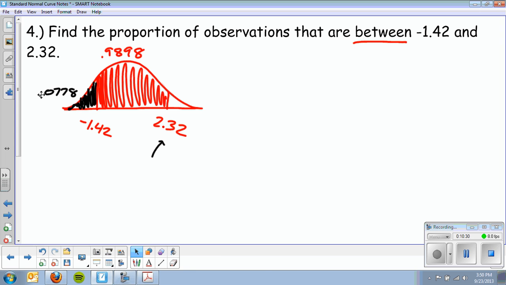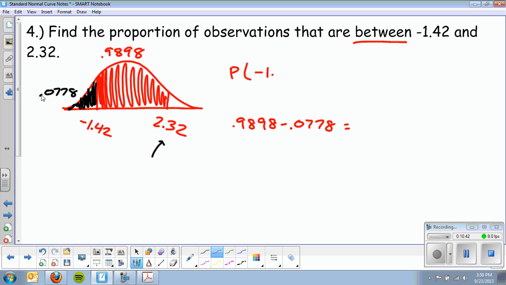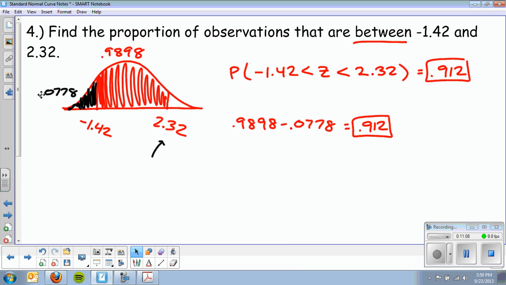So I'm basically going to take 0.9898 and subtract 0.0778. Right? And again, how I write this is probability. This one's a little tricky. Negative 1.42 less than z less than 2.32. And that's basically saying the probability that z is between negative 1.42 and 2.32, and I get 0.912. Okay? And again, that's taking this whole shaded area here and subtracting off that piece. So if I subtract that off, then I get kind of what's left over.